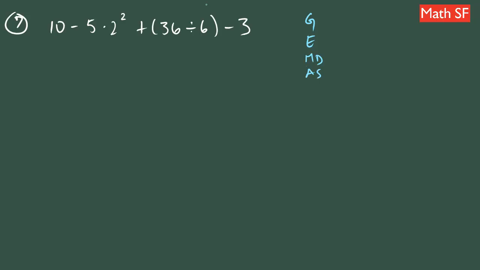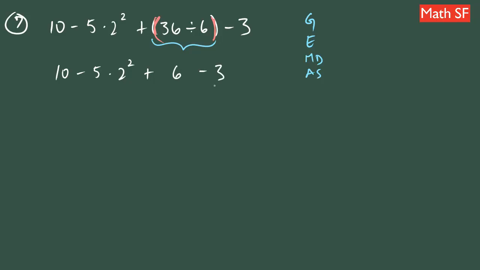So is there any grouping here? Yes, there is a grouping here. There is a parenthesis that we have to deal with. 36 divided by 6 should be 6. So 10 minus, and I will copy the same thing here, plus 6 minus 3.